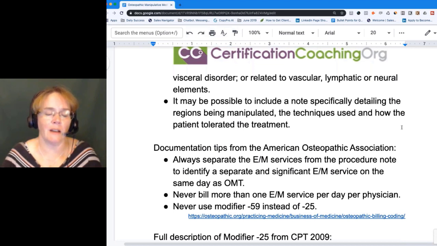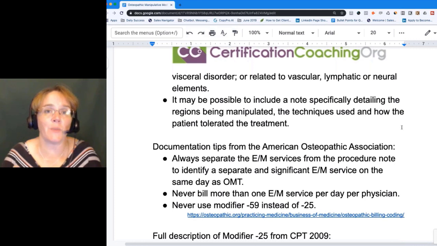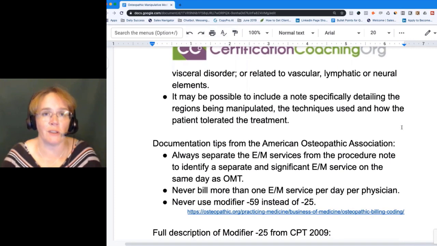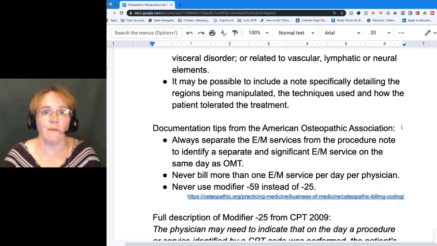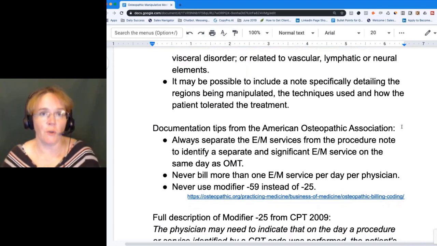And I give another website at the very end, so you'd have the information. 40 different types of treatments that they can do. So which techniques did you use? And then how did the patient tolerate the treatment? That is probably one of the most important answers they're looking for, is how did the patient do after you did that treatment?